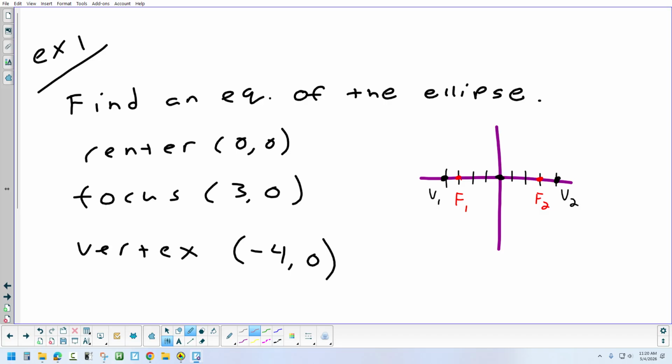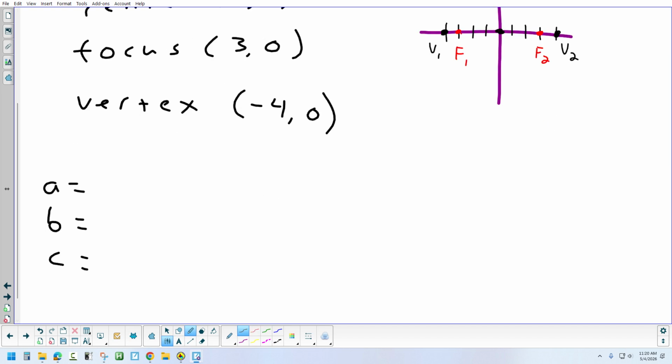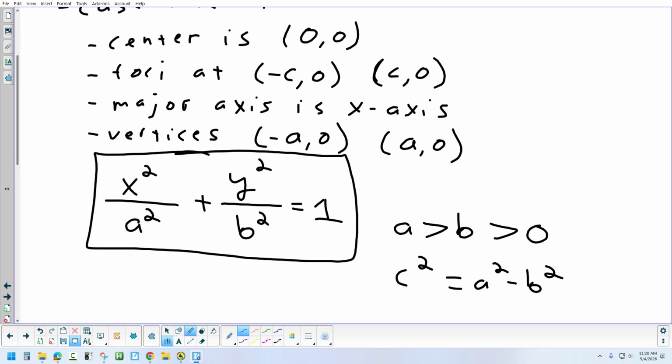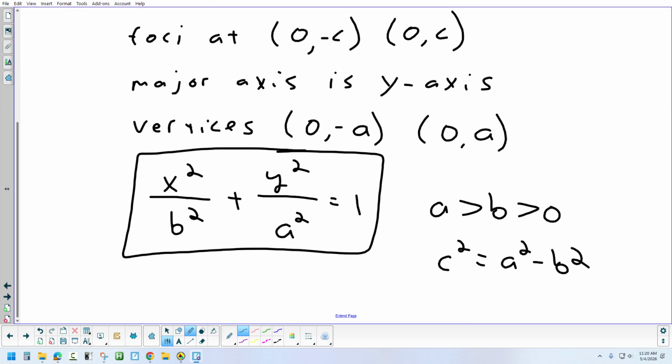Okay, so the first thing we need is to identify A, B, and C. We have to figure out those three letters. Now, what I want to do is look at the difference between this equation, which is for a horizontal ellipse, and the vertical ellipse. See if you can tell me how this equation looks different. Yeah? A squared and B squared are swapped.